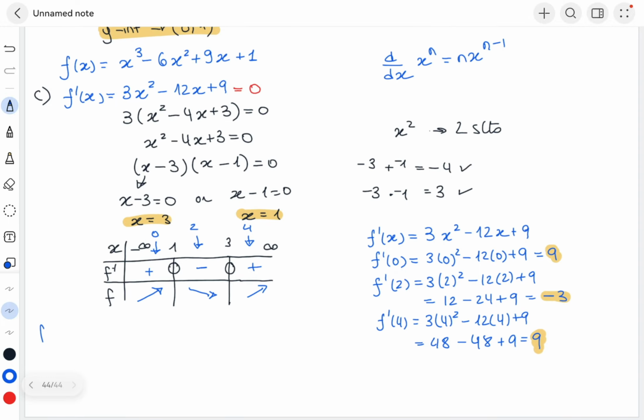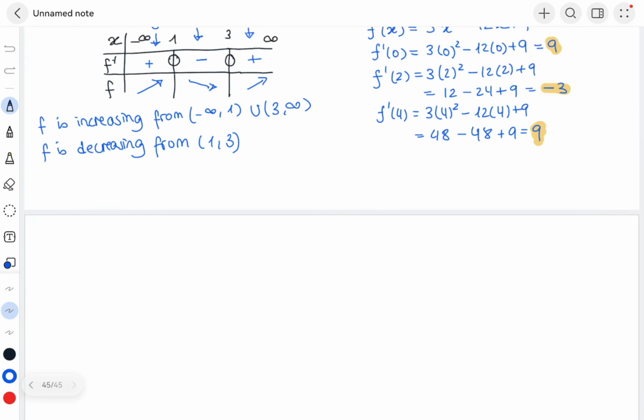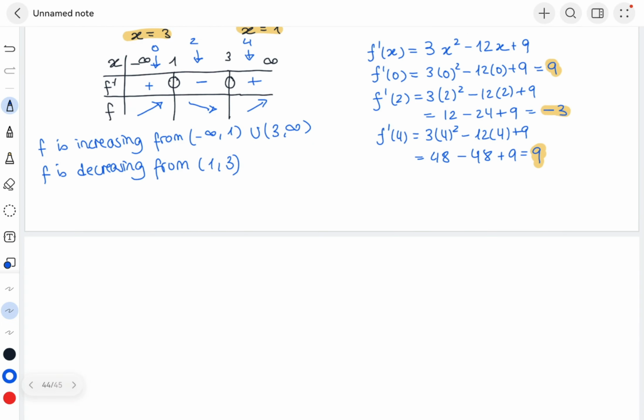Now we write f is increasing on the intervals from negative infinity to 1 and from 3 to infinity. And f is decreasing on the interval from 1 to 3. Now we'll need to find the maximum and minimum. As we can see, we had the behavior where our function increases and then decreases and then increases.